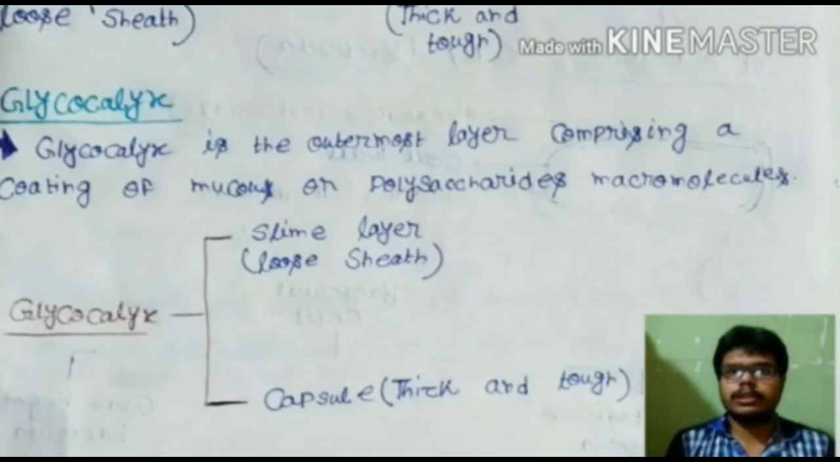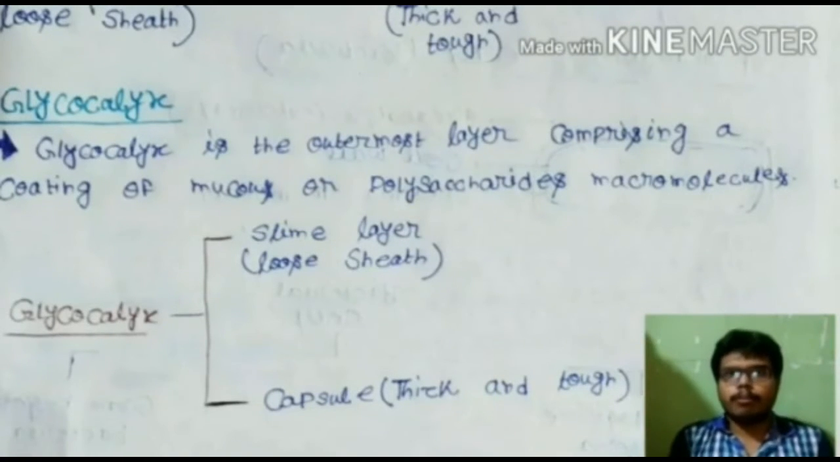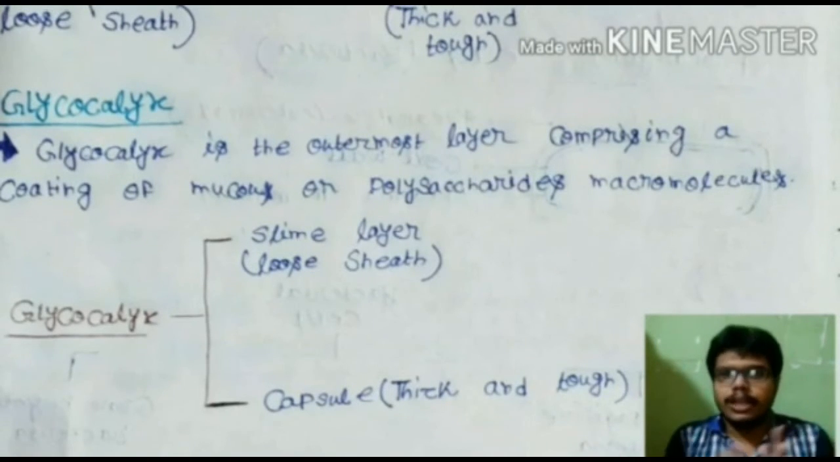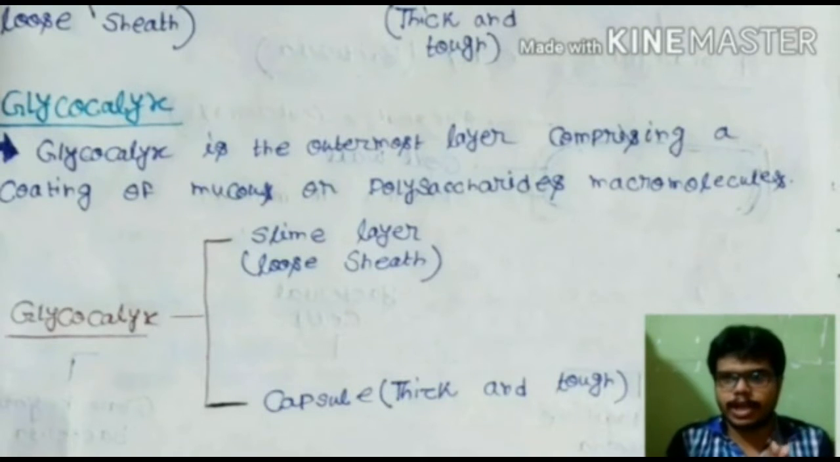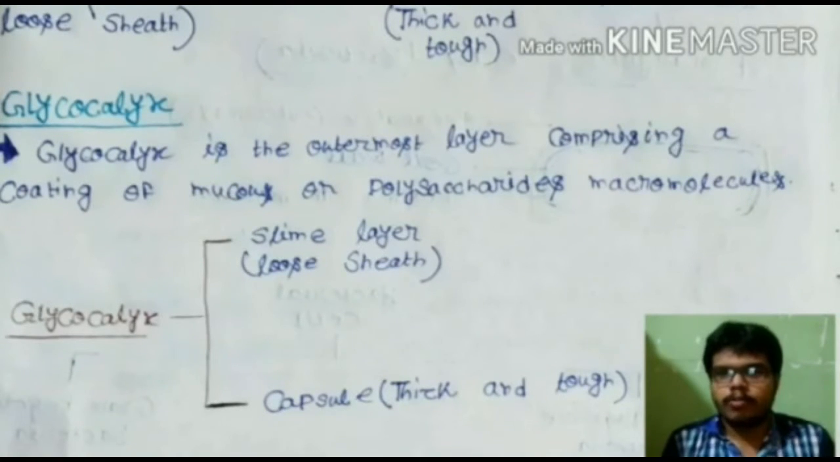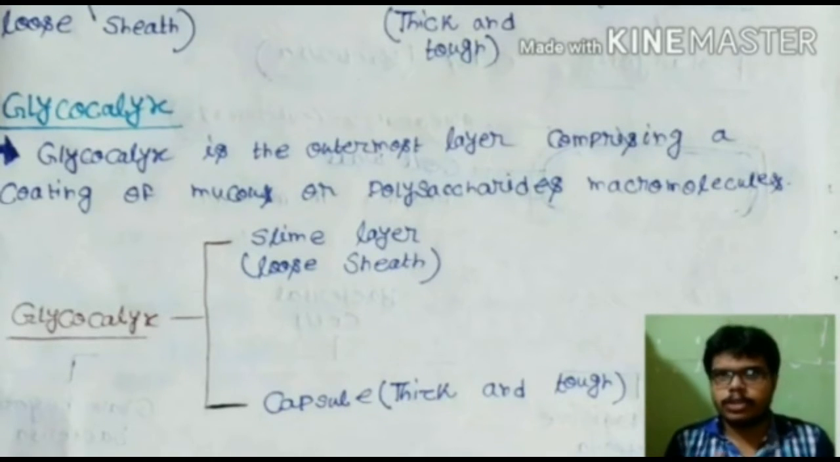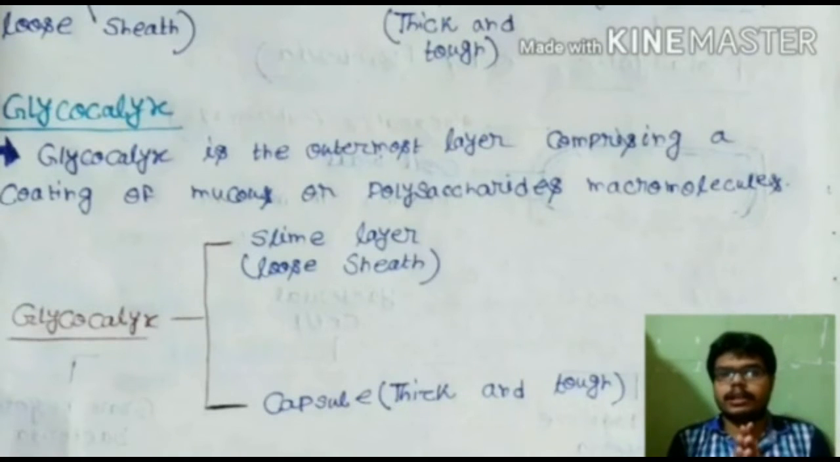So friends, glycocalyx is the outermost layer comprising a coating of mucus or polysaccharide macromolecules. That means the glycocalyx is a layer made up of polysaccharide. These are macromolecules. What is a macromolecule and what is a micromolecule? We will learn about that in the next chapter, biomolecules. The glycocalyx has two different types.